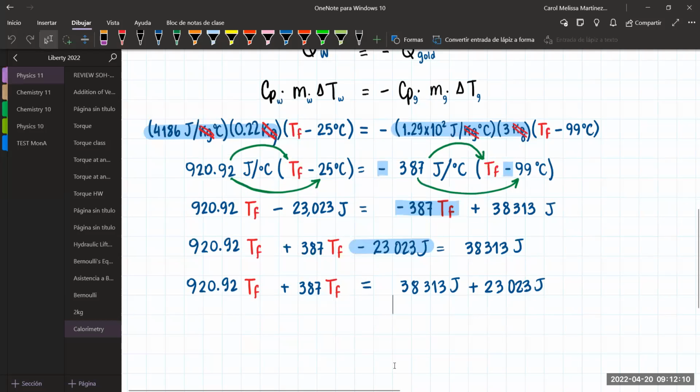Now what happens? Now we have like terms. Here, my friends, what I have are like terms. That means TF is repeated in the two terms. In other words, I can add them or subtract them. It doesn't really matter, okay? The sign that appears, that's exactly the operation that you have to do. So you are adding 920.92 plus 387. How much is this?